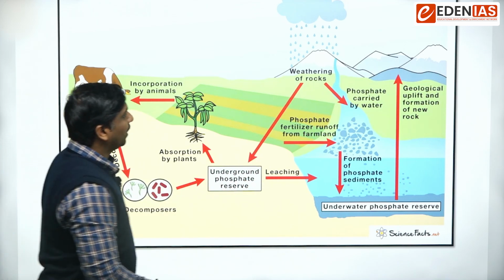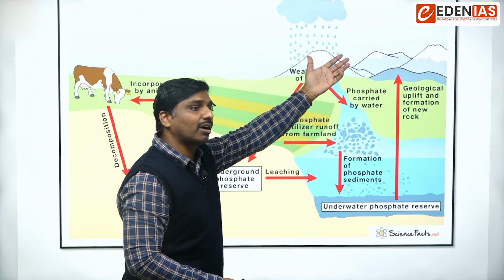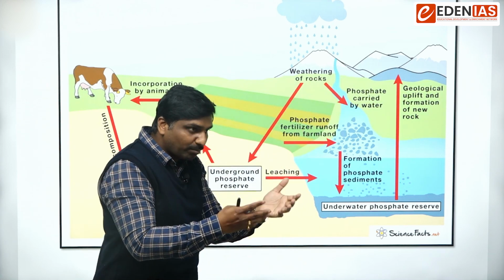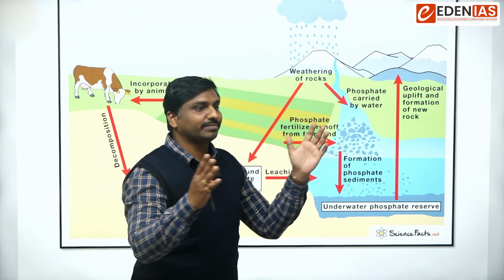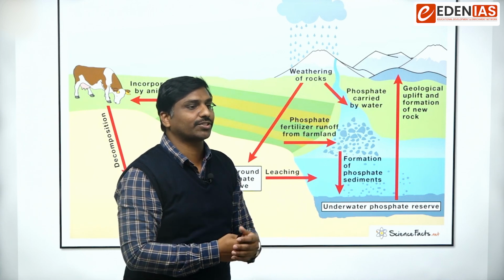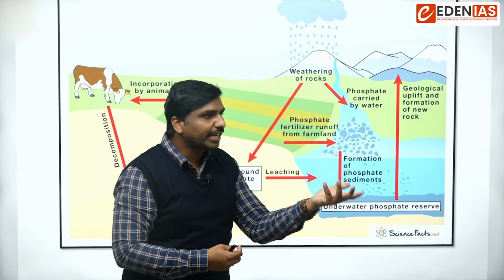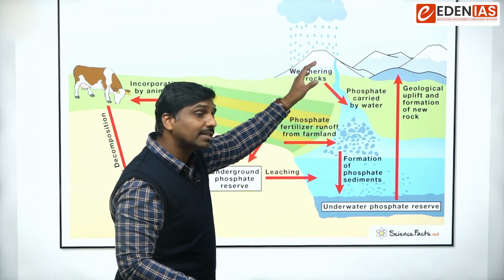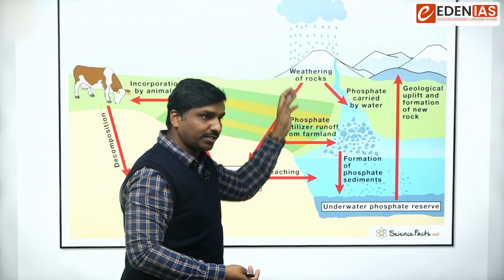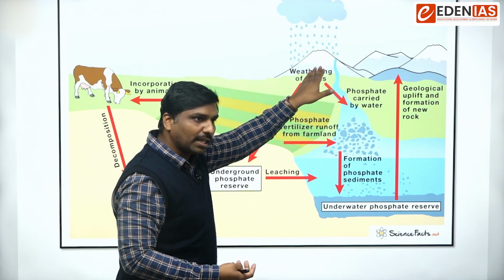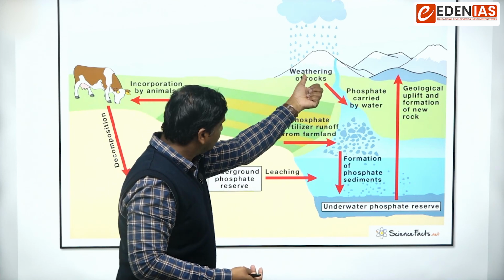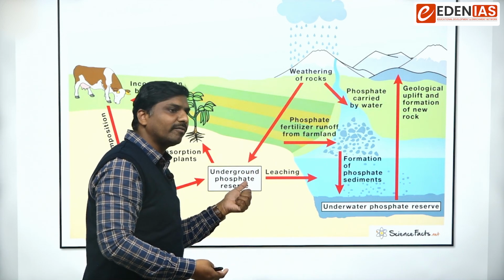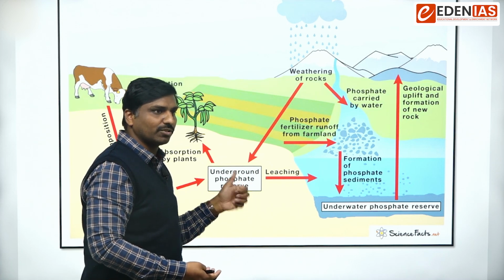On the other side, take an example of a mountain or a rock outside. Weathering of the rock may take place. Weathering means the process of breakdown of the rocks. It can be due to air, rain, or various other agents, animals. During weathering of rocks, phosphates can be released into the environment. These phosphates may enter the soil and can be converted into underground reserves. So this is one thing.